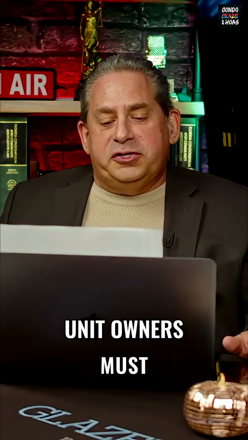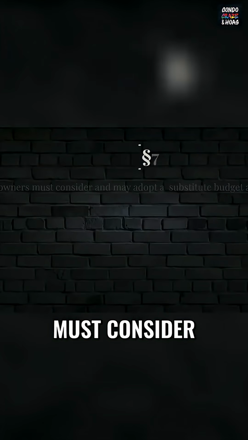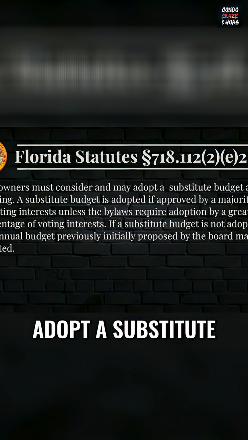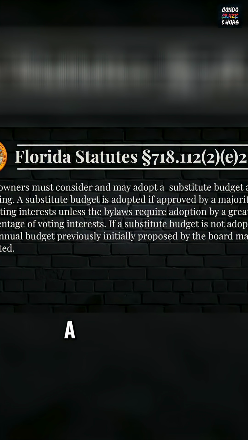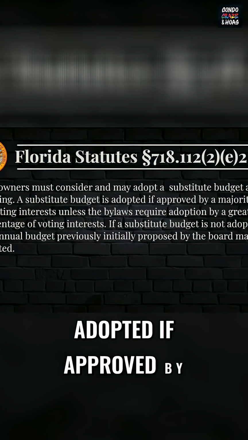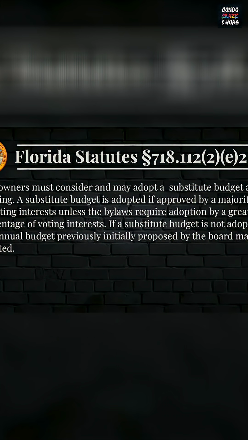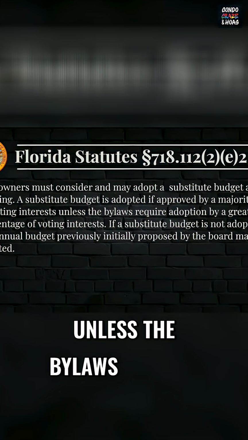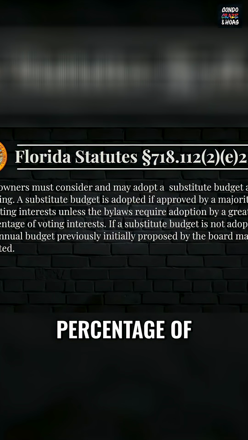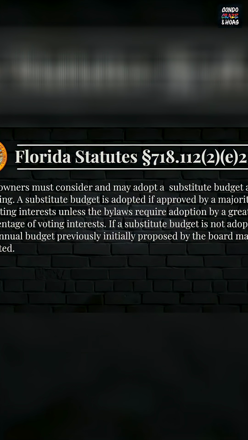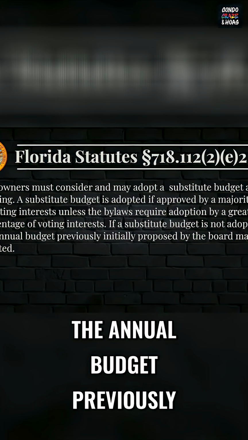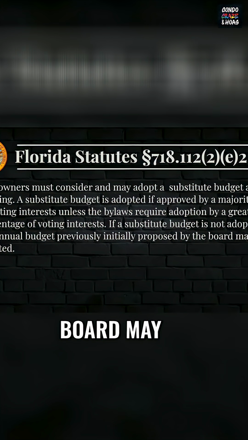Okay. So here's how this works. Unit owners must consider and may adopt a substitute budget at the meeting. A substitute budget is adopted if approved by a majority of all voting interests, unless the bylaws require adoption by a greater percentage of voting interest. If a substitute budget is not adopted, the annual budget previously initially proposed by the board may be adopted.